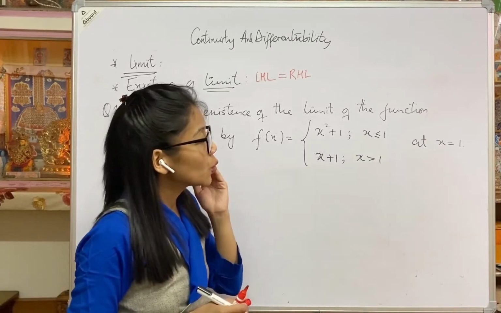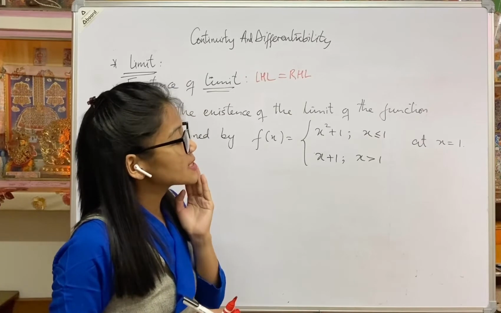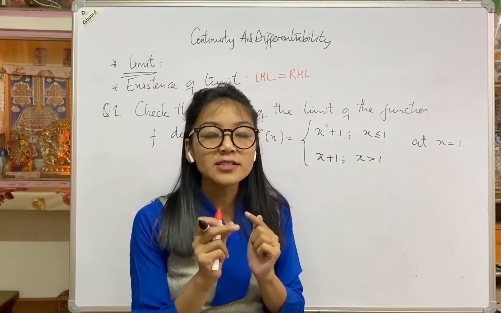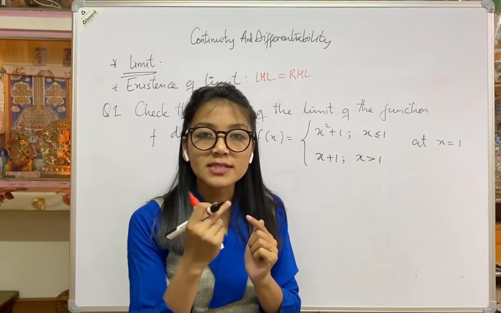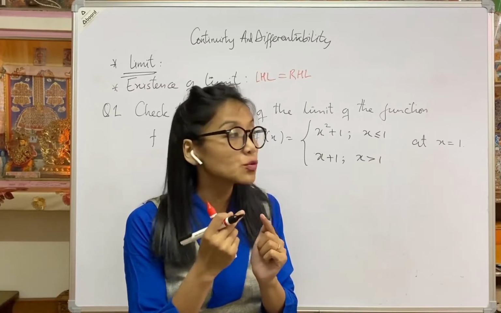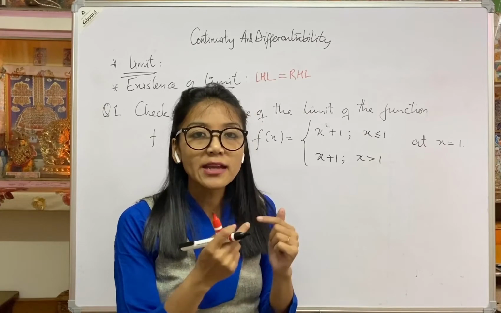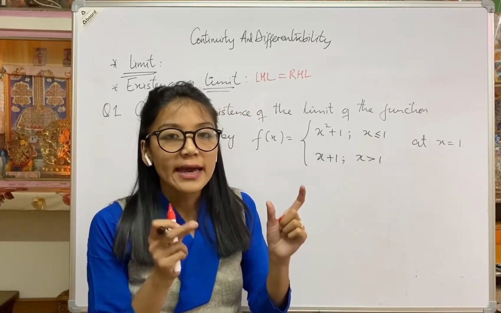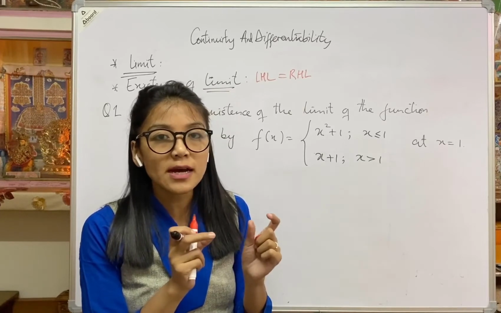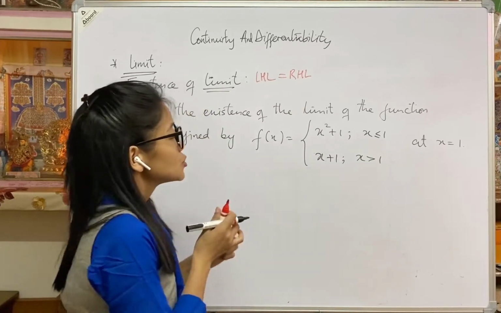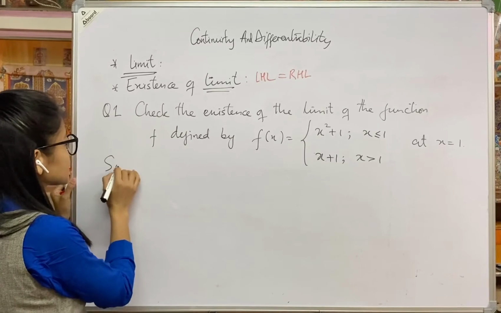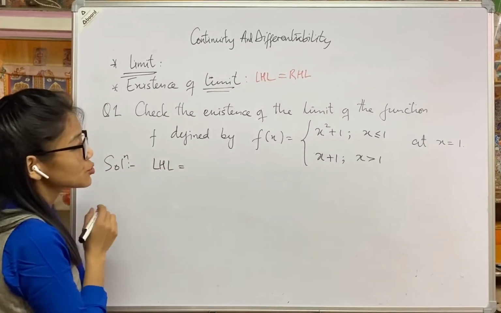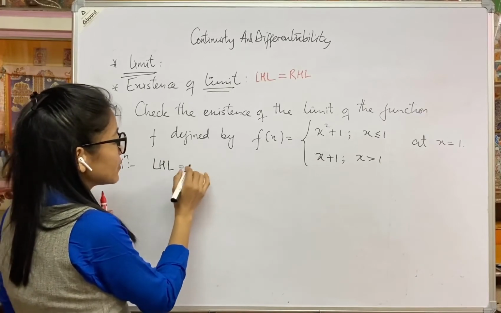So when you are asked to check the existence of the limit at x is equal to 1, it means you have to find out the limit when x is tending towards 1 from the left hand side, and you have to find the limit when x is tending towards 1 from the right hand side, and then we'll see whether these two limits are the same or not. So first we have to find out the left hand limit.